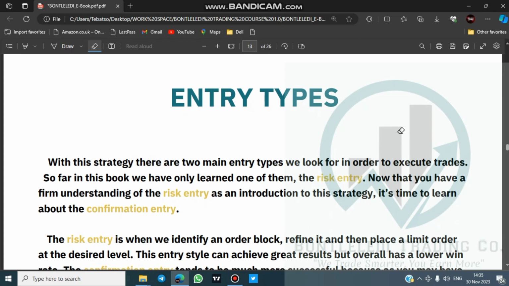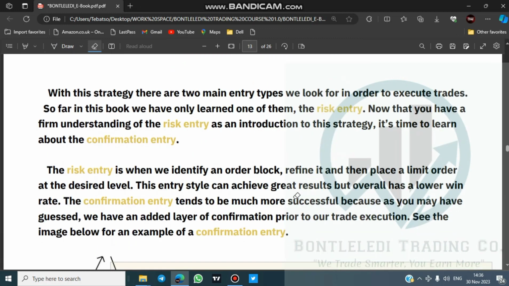This is where you're waiting for confirmation. Remember, the first one was to make sure that you minimize the risk. The second one is where you wait for confirmation. That's what we're going to be utilizing in this episode. Cool. Furthermore, let's continue. The risk entry is when we identify an order block, refine it, and then place a limit order at the desired level.